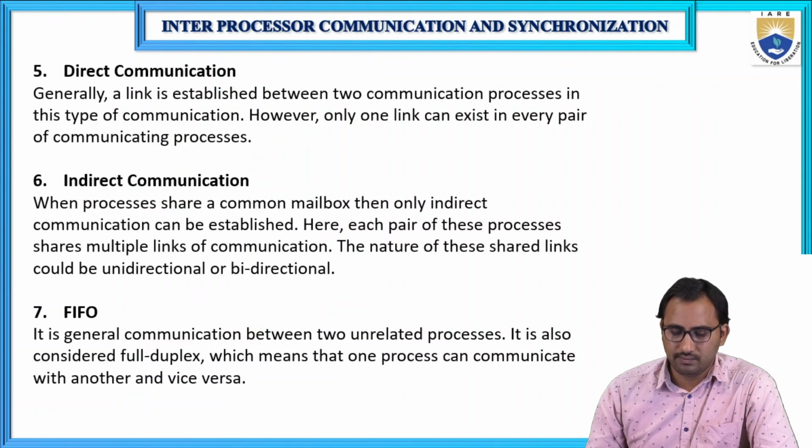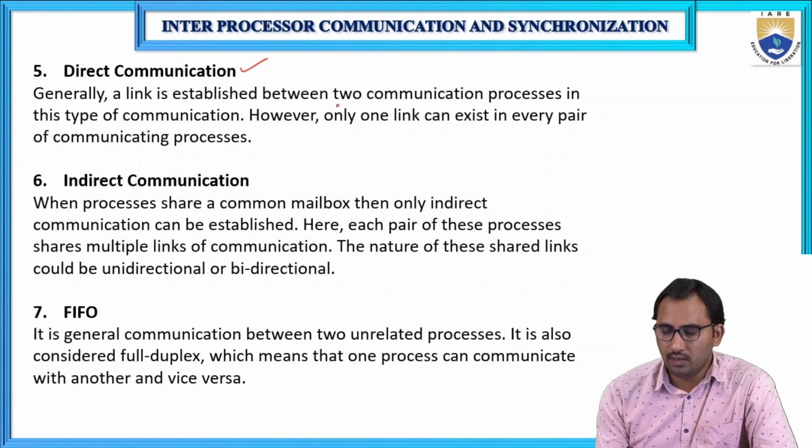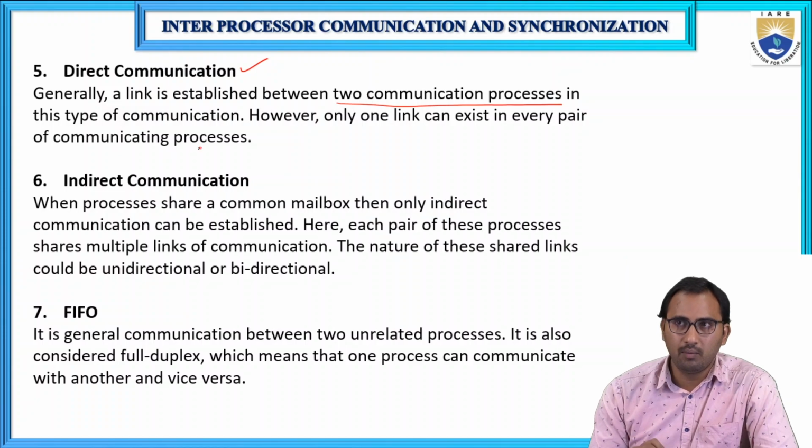And the fifth one is direct communication. Generally, a link is established between two communicating processes in this type of communication. However, only one link can exist for every pair of communicating processes. So in direct communication between the source and the destination, a link will be established. Using that link, the two processes can communicate with each other. So that is direct communication.